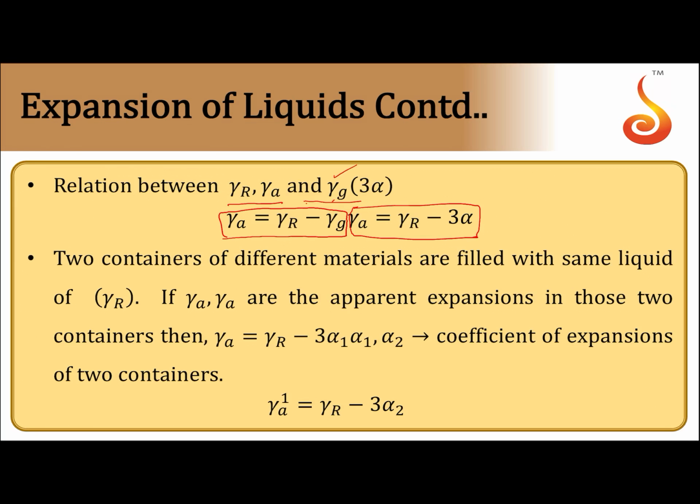Two containers of different materials are filled with the same liquid of gamma r. If gamma A and gamma A dash are apparent expansion coefficients in those two containers, then gamma A is equal to gamma r minus 3 alpha 1, where alpha 1 and alpha 2 are coefficients of expansion of the two containers. So gamma A dash is equal to gamma r minus 3 alpha 2.